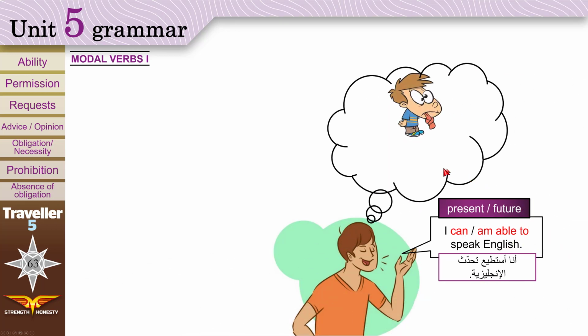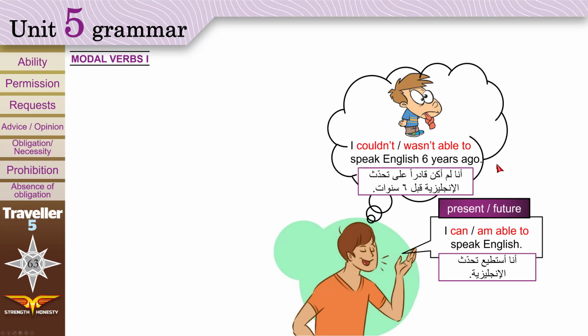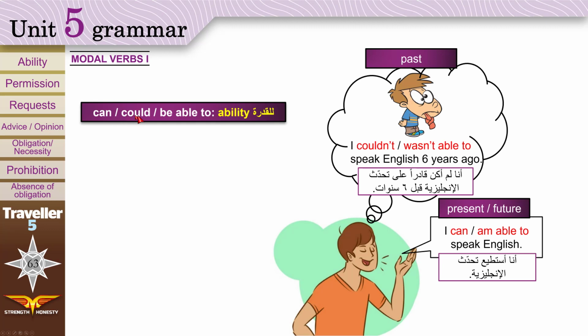Now, when I was a child, a long time ago, I couldn't speak English 6 years ago. Or when I was a child, you could also use I wasn't able to speak English. Now, this is in the past. We use can, could, and be able to. Be: am, is, are in the present. In the past, we use was and were to express ability.